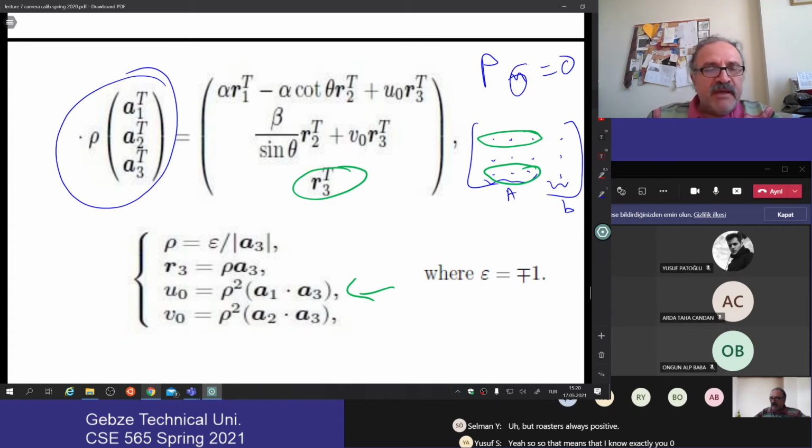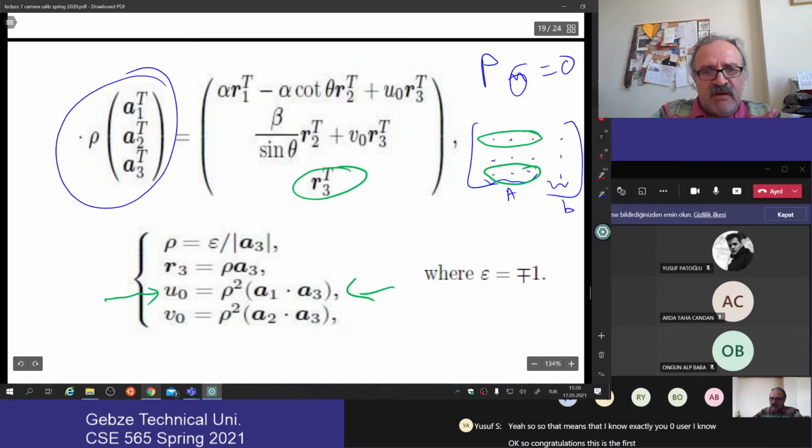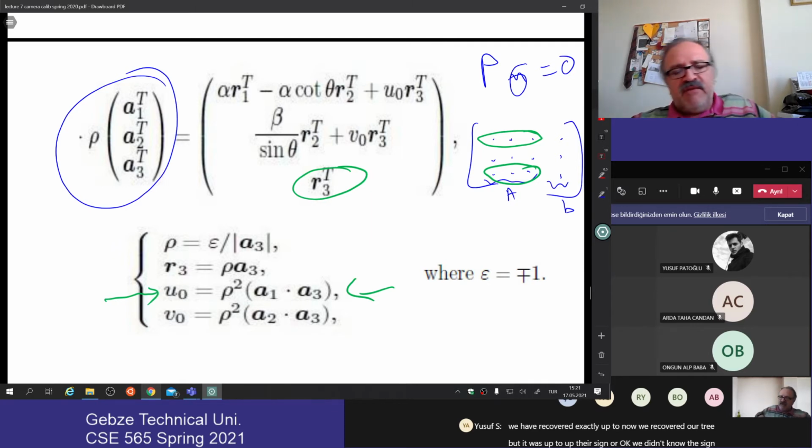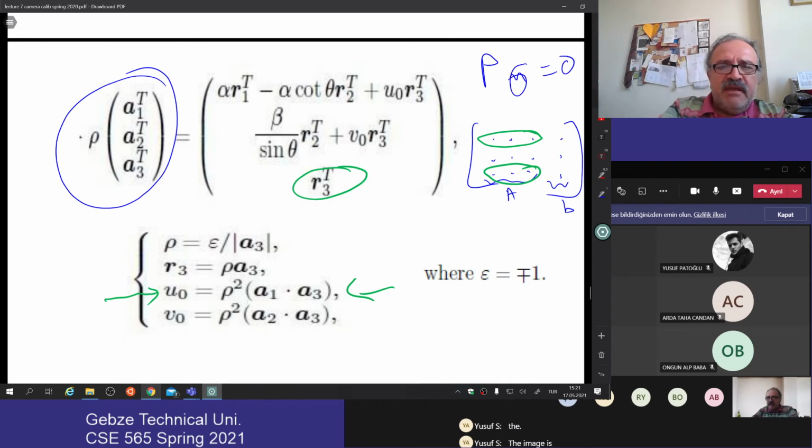U0 I know, okay? So congratulations, this is the first camera parameter that you have recovered exactly. Up to now, we recovered R3, but it was up to a sign. We didn't know the sign of it, but U0 I know definitely. By the way, U0 cannot be negative anyway, because it is just in the middle of the image. So we already know that, okay?